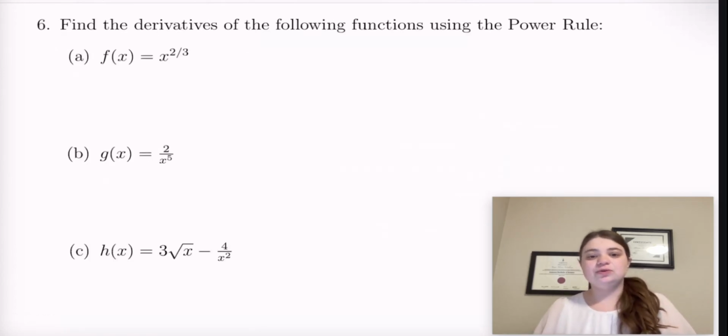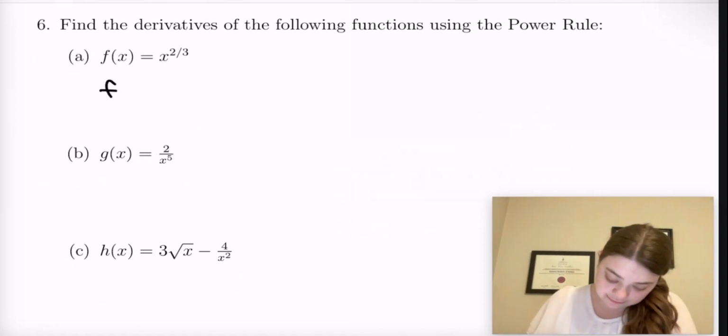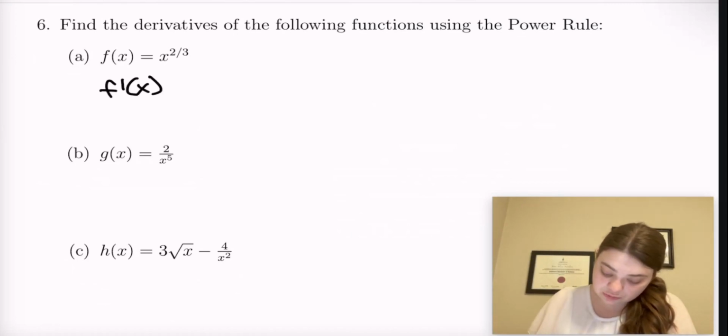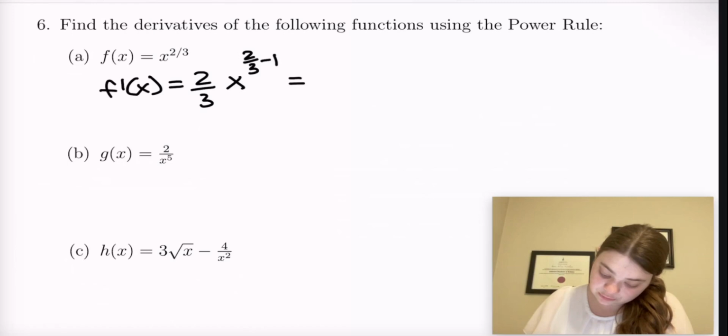Okay, now let's get into these questions here. We start with x to the power of 2/3. We want to find the derivative. So the derivative for that is going to be where we put 2/3 out in front, so 2/3. And then we have x to the power of 2/3 minus 1. Now what is 2/3 minus 1? That would be negative 1/3. So the answer would be 2/3 times x to the power of negative 1/3.